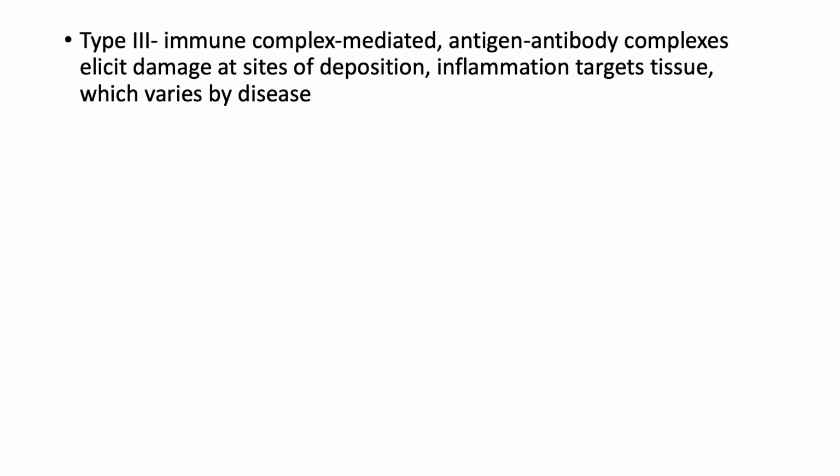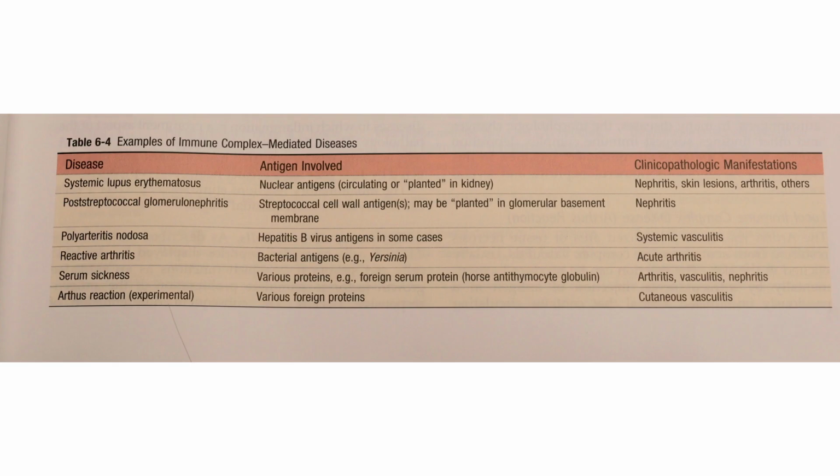Type 3 is immune complex mediated. This is an antigen-antibody complex that elicits damage at sites of deposition. The inflammation targets tissue, and this varies by disease. Here are examples of that. There's systemic lupus erythematosus, with nuclear antigens which are circulated or planted in the kidney. You get nephritis, skin lesions, arthritis, and others.